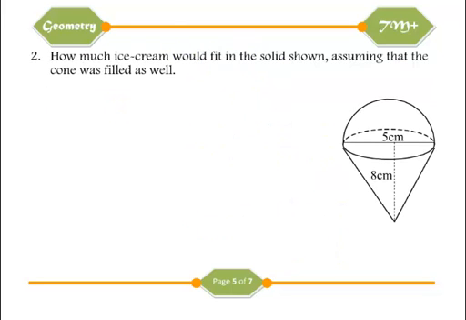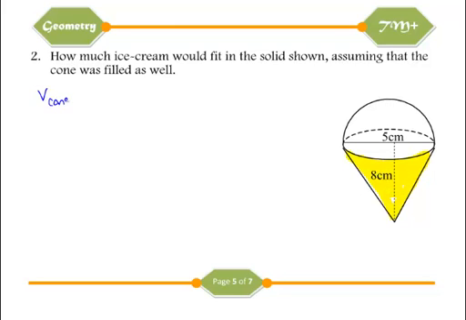Next, how much ice cream would fit in the solid shown, assuming that the cone was filled as well. So we're kind of talking about a cornetto but without a flat top. So we've got 2 shapes here. We've got a cone in the bottom and then we've got a hemisphere at the top.